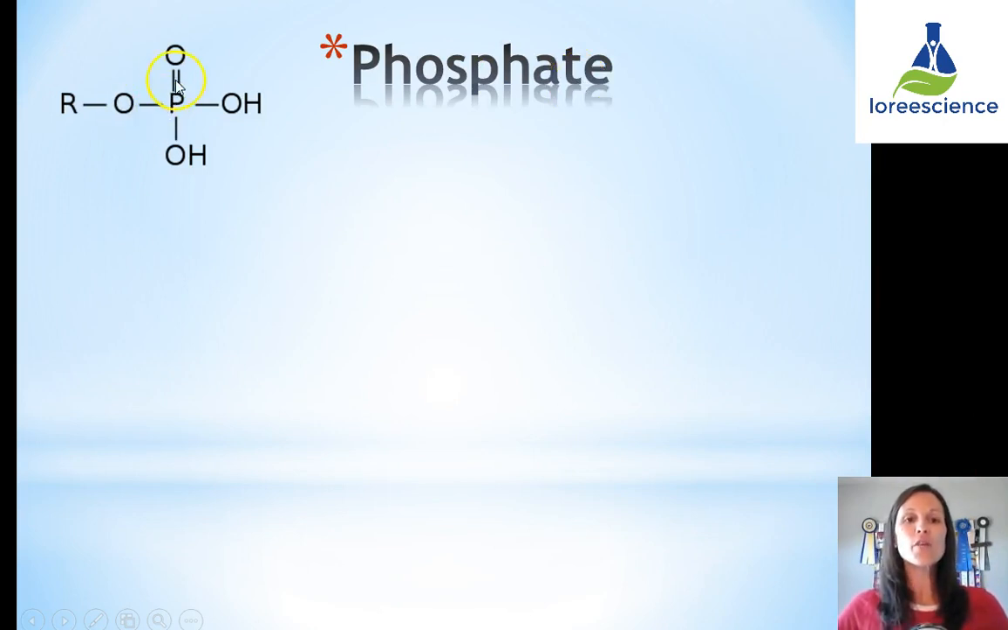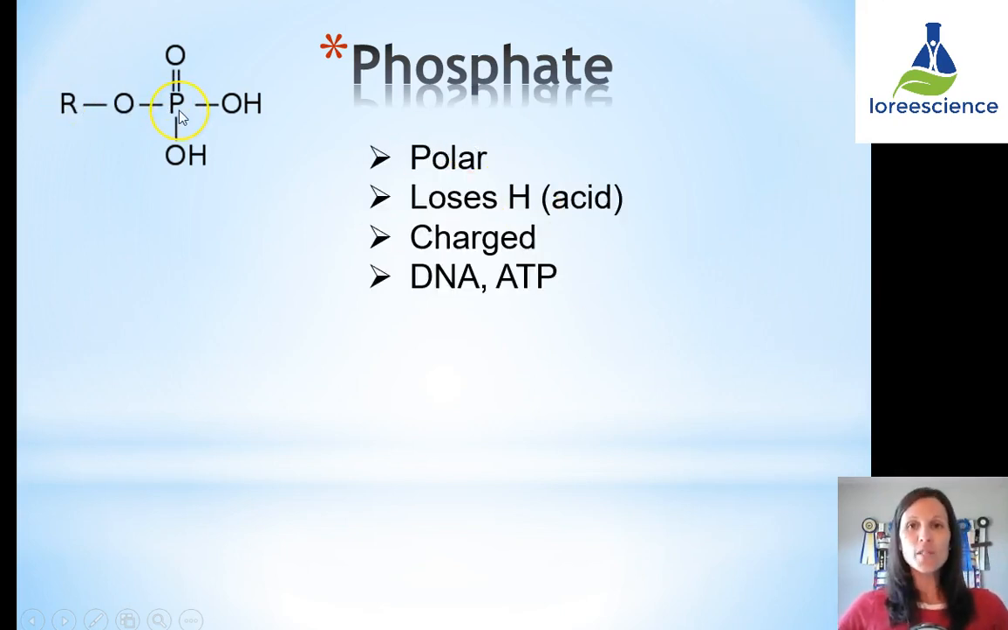Phosphate. The phosphate group is characterized by the phosphorus surrounded by oxygens. Key thing here with the phosphate is one oxygen is double bonded, then there are 2 hydroxyl groups. It is linked onto the rest of the chain through an oxygen. Phosphates make molecules, or that part of the molecule, polar, and have the ability to lose those H's, making it acidic, making it negatively charged.